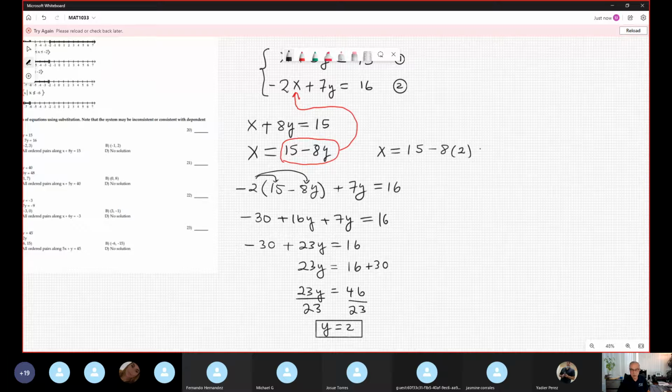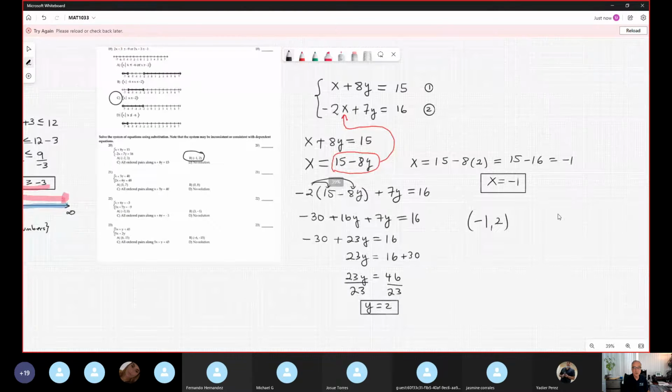Now multiplication, order of operations. Be careful with the order. You need to respect PEMDAS. Okay, multiplication first. The 15 minus 16 is negative 1. So what is the answer? The answer is the ordered pair. Final answer: negative 1, 2. Bam, like option B. Any question? Substitution.